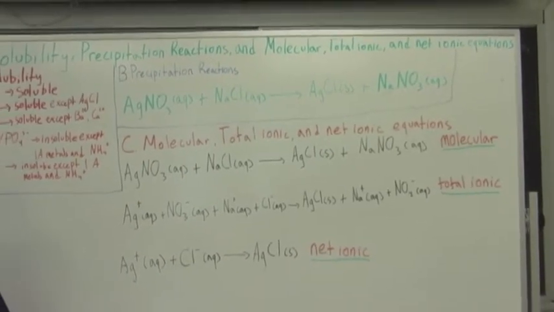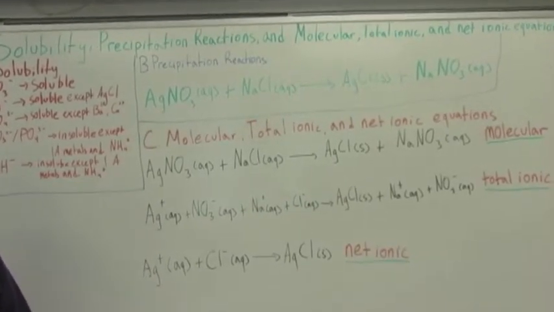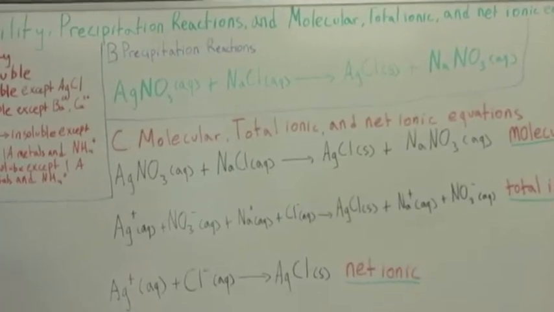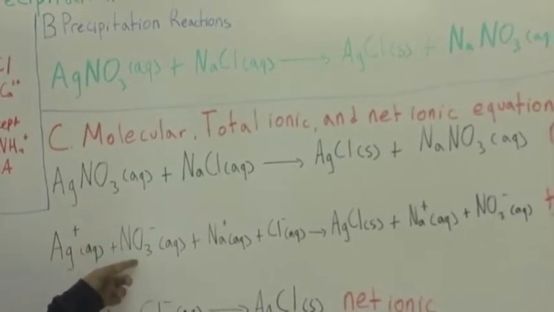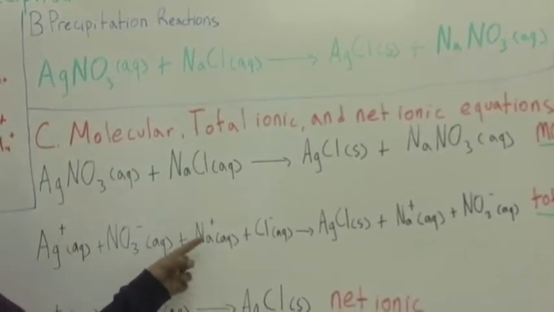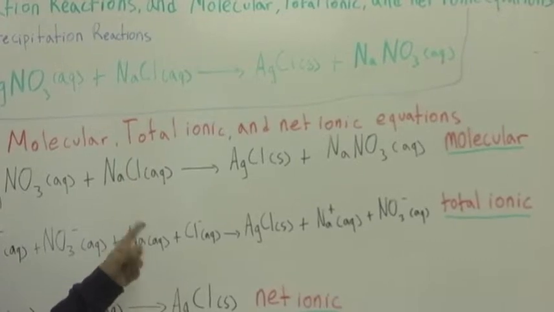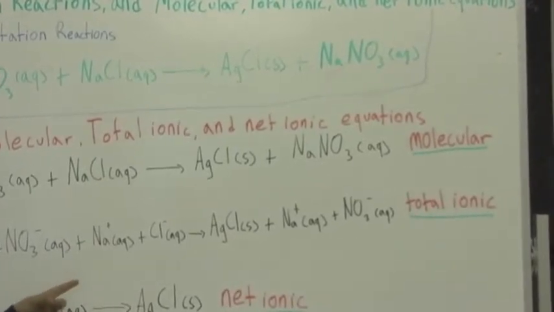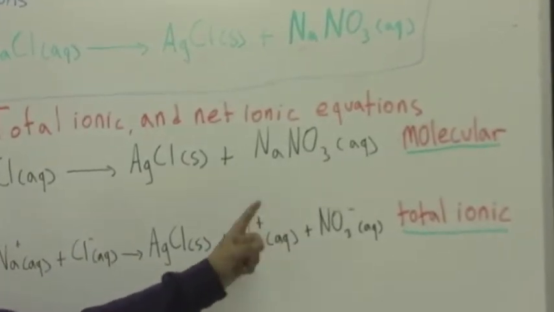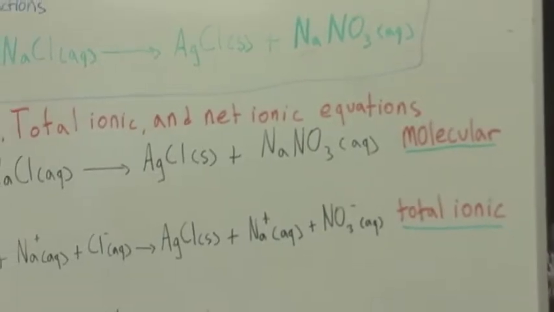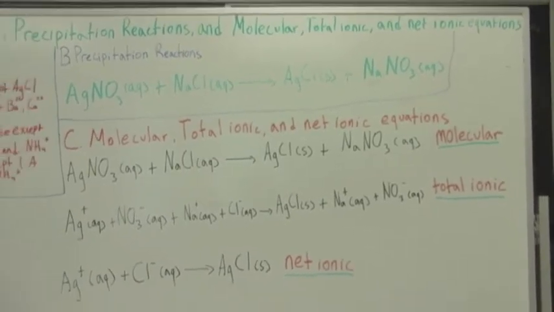With the total ionic equation, you break up anything that is aqueous into its ions, because when it's in water it forms into its ions. So as you can see here, we have Ag+ aqueous, plus NO3- aqueous, plus Na+ aqueous, plus Cl- aqueous yields AgCl, which is solid, which doesn't break up into its ions, plus Na+ aqueous plus NO3- aqueous. That is your total ionic equation, and this shows all of the different ions in solution.